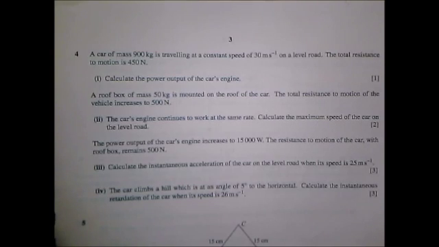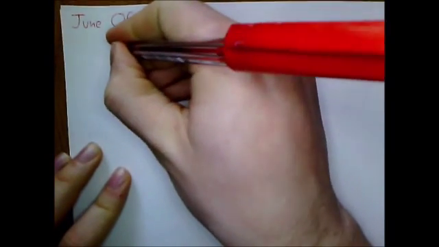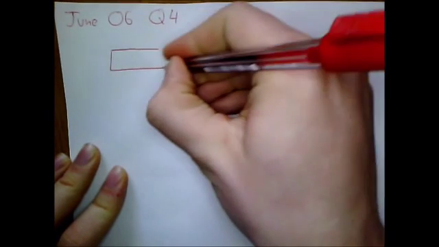We have a car of mass 900 kilograms travelling at constant speed, implying that it's in equilibrium on a level road. Okay, level road, so there's no working against gravity at this stage. The total resistance to motion is 450 newtons, and we want to calculate the power output of the car's engine. As always, a force diagram is going to be extremely useful here. So let's just draw this.